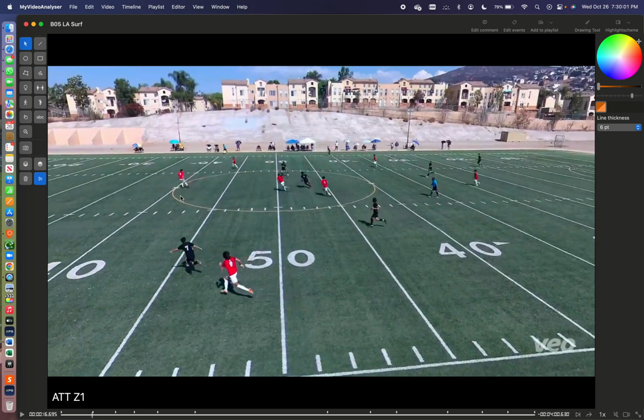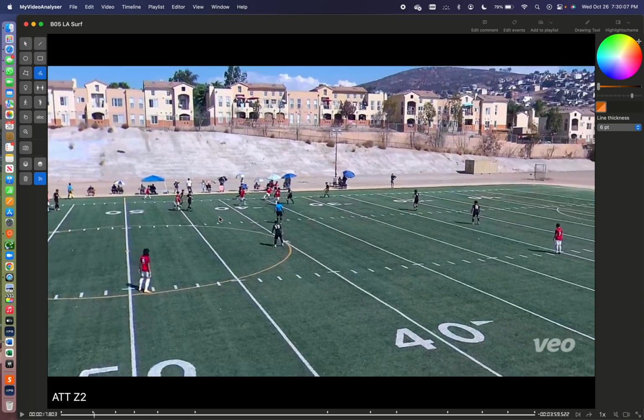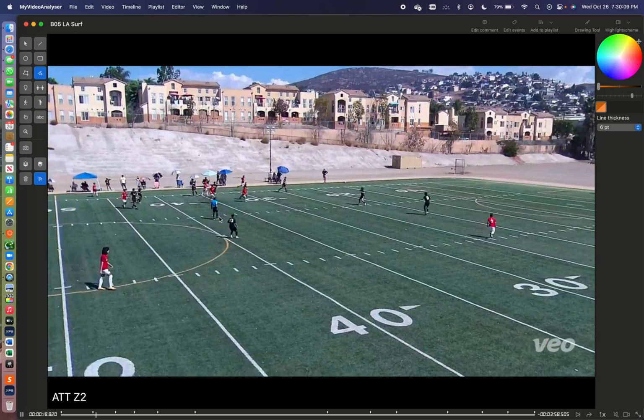And eventually we'll get to this, but once we pull a defender out of position, we want to be able to attack the space. So this is not a bad idea. It's just got to be a little bit cleaner.